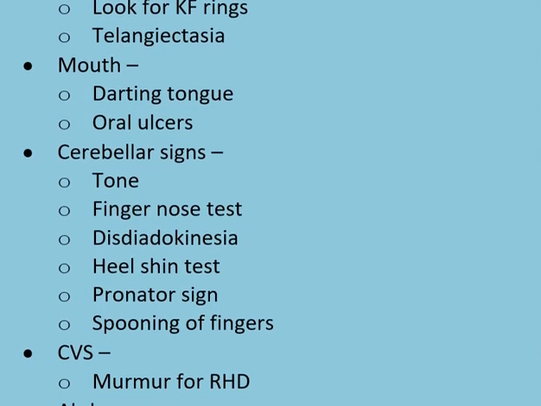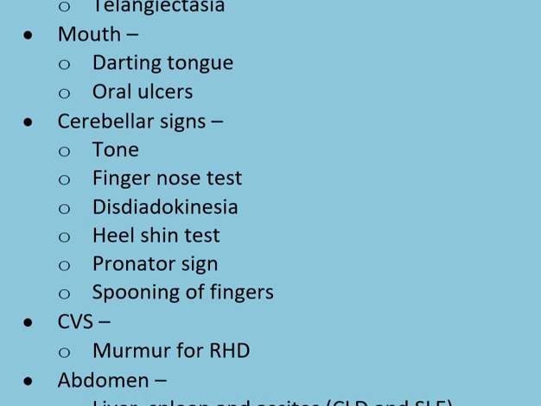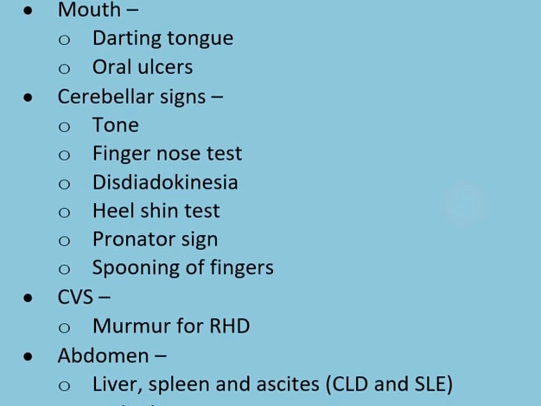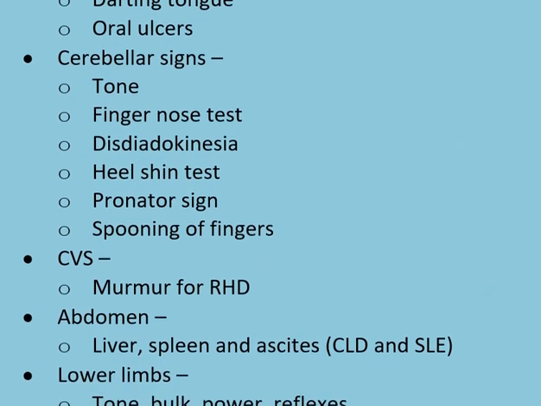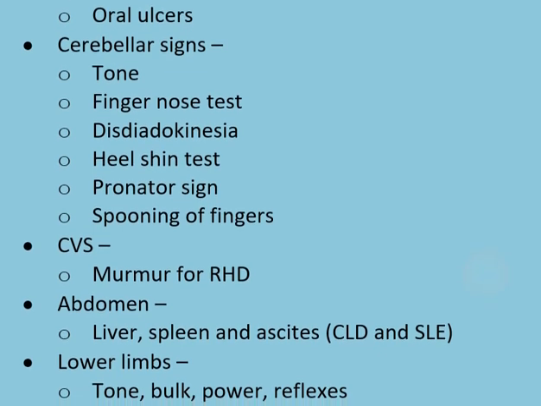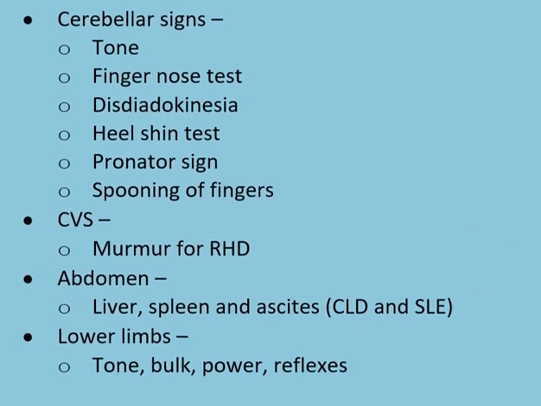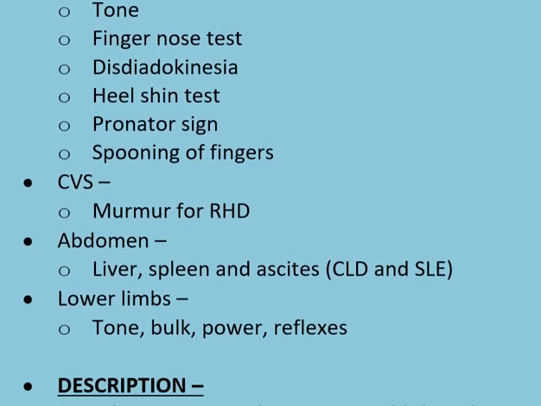Followed by look for the cardiovascular system: murmur for rheumatic heart disease or rheumatic fever. Then in the abdomen, check for the liver, spleen, and ascites. It can be due to CLD and SLE. And in the lower limbs, check the tone, bulk, power, and reflexes.